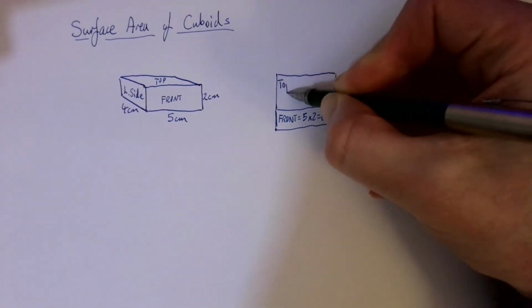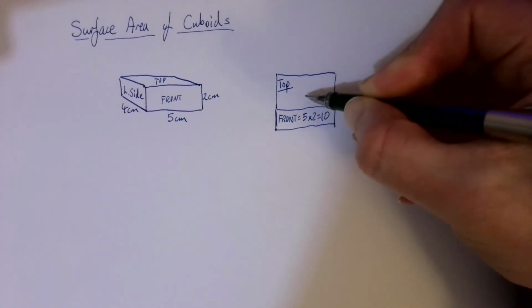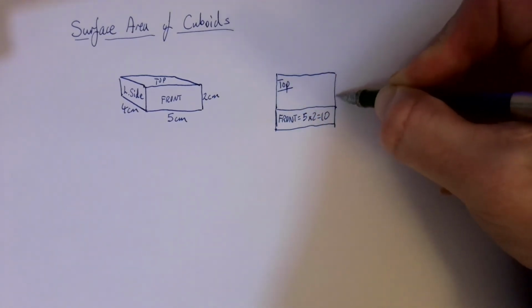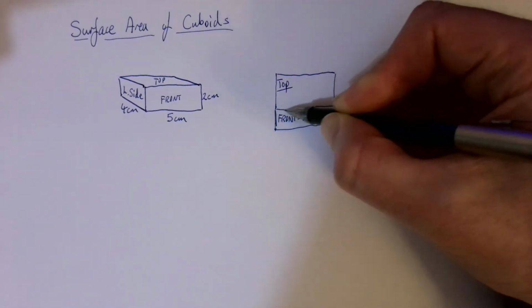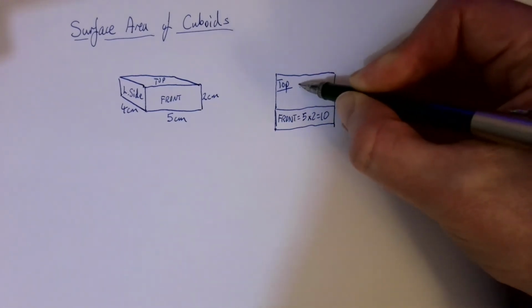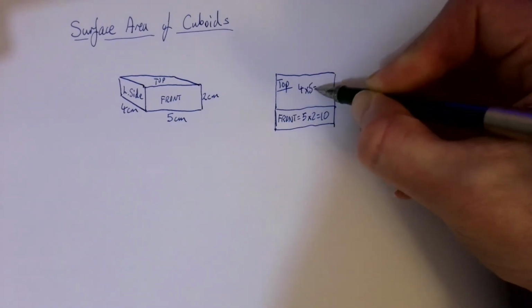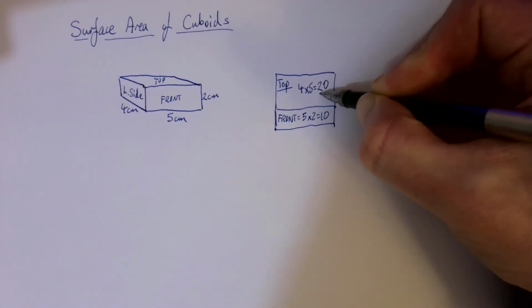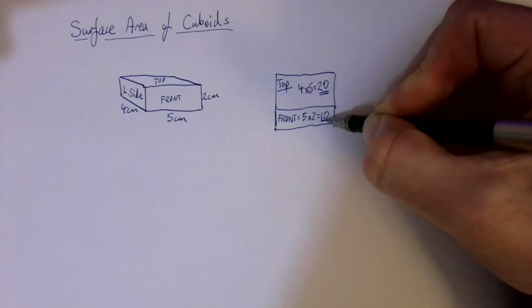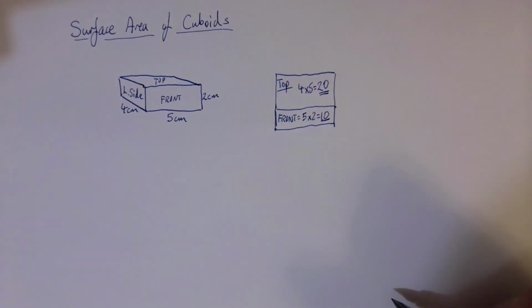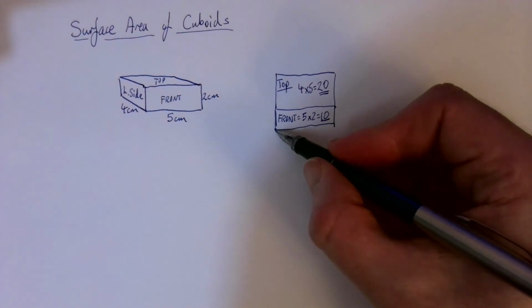So this is the top, and the area of that top is going to be the distance back that it is, which is 4, by the length that is 5. So we've got 4 times 5, which is 20 centimeters squared. So we've got a 20 there and a 10 there. Now, what happens if I go below here?